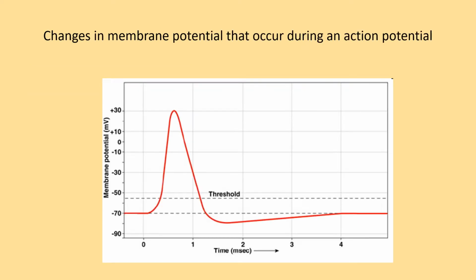I hope you recognize this graph. It's the graph depicting changes in membrane potential that occur during an action potential. This graph actually represents what happens in a neuron, but something very similar happens in a skeletal muscle cell.